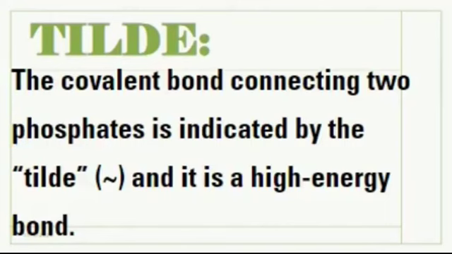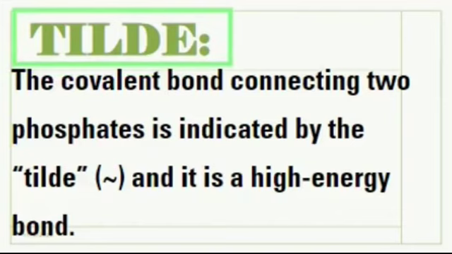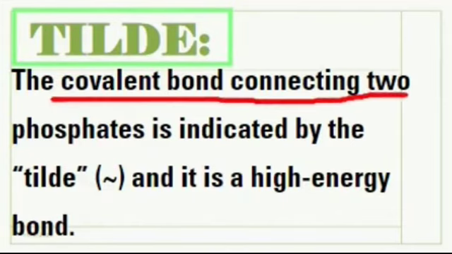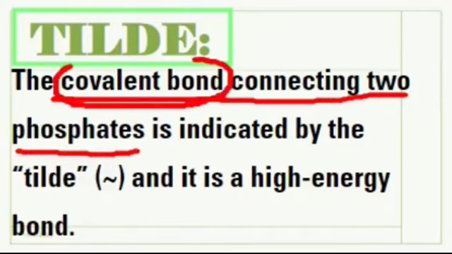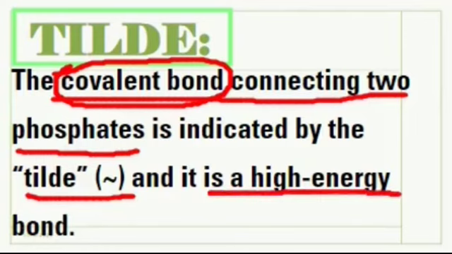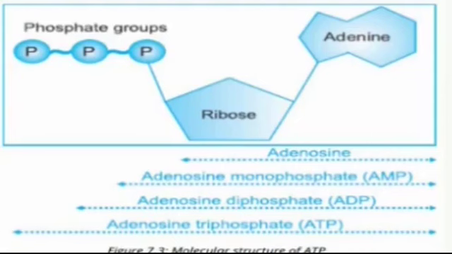The next important board short question and MCQ is: what is tilde? The covalent bond connecting two phosphates. Covalent bond is that bond which is formed by the sharing of electrons between two atoms. Connecting two phosphates is indicated by the tilde and it's a high energy bond. As shown in the diagram, here is indicated the tilde bond and it connects the three phosphate groups in a linear chain.